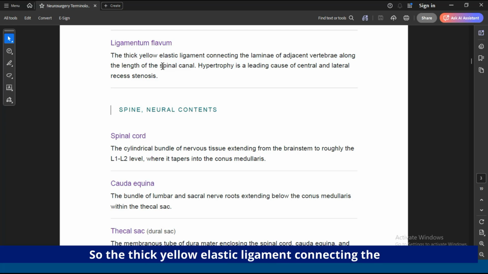It is the thick yellow elastic ligament connecting the laminae of adjacent vertebrae along the length of the spinal canal. Hypertrophy is a leading cause of central and lateral recess stenosis. Okay. So this is the ligamentum flavum. Basically it is present in between the laminae of two adjacent vertebrae. Ligamentum flavum is not a bony structure.